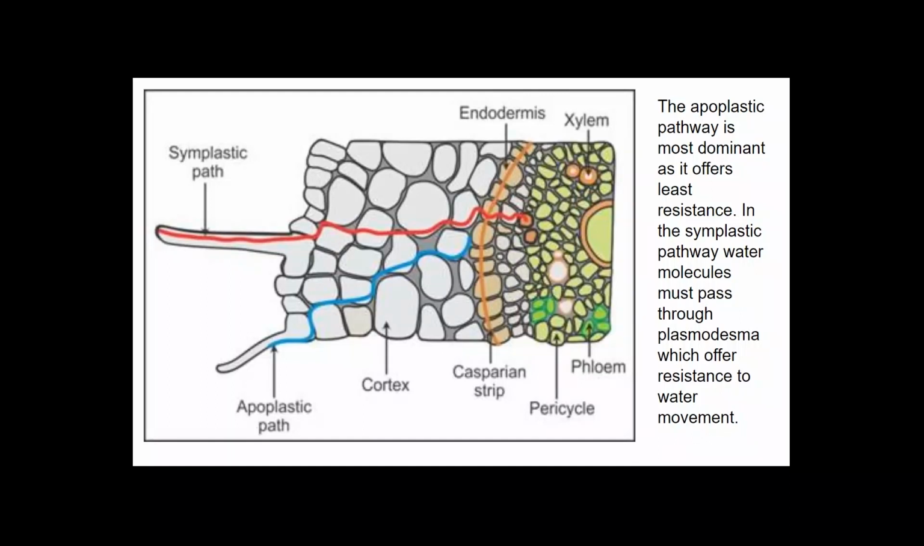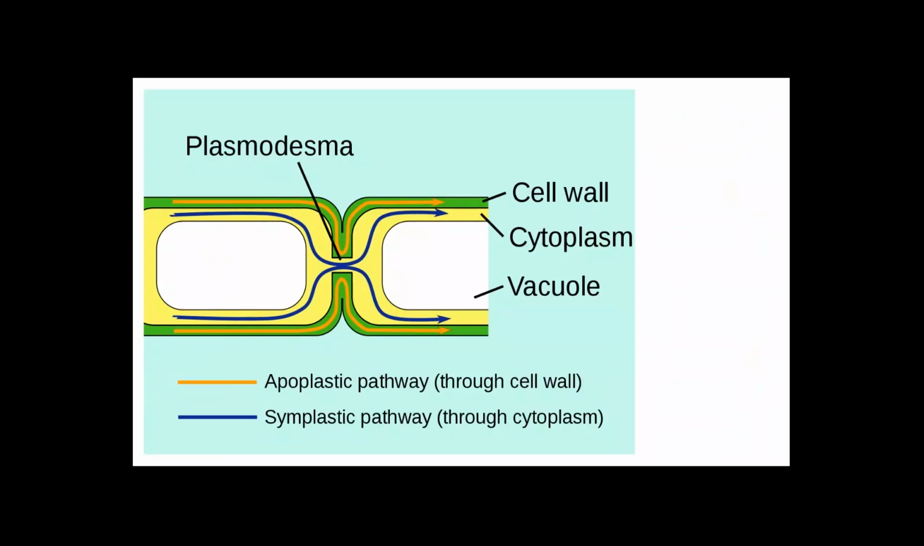In the symplastic pathway, which is through the cells, it's going through this cell and this cell and this cell. In the symplastic pathway, molecules must pass through plasmodesmata, which offer resistance to movement. And plasmodesmata are kind of pores in the cell wall. So you have these little spaces, and water will move through the plasmodesmata.